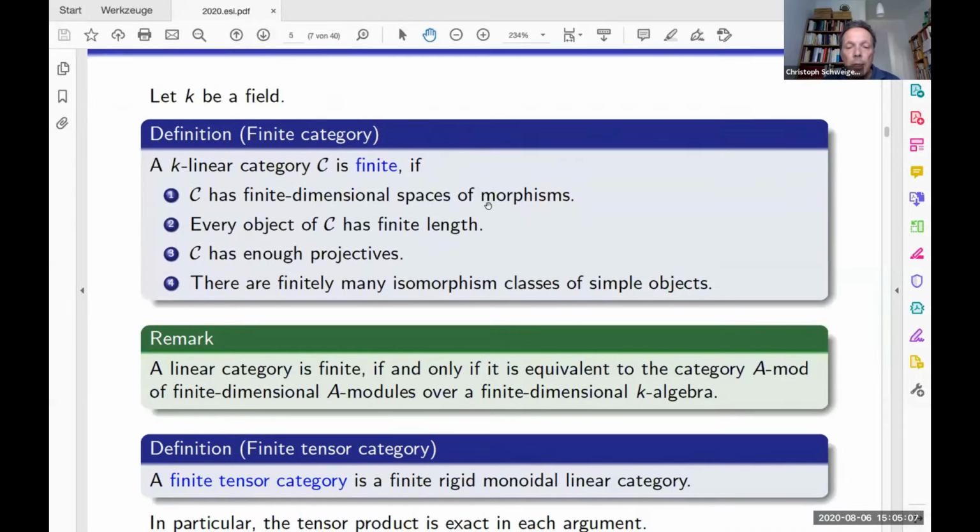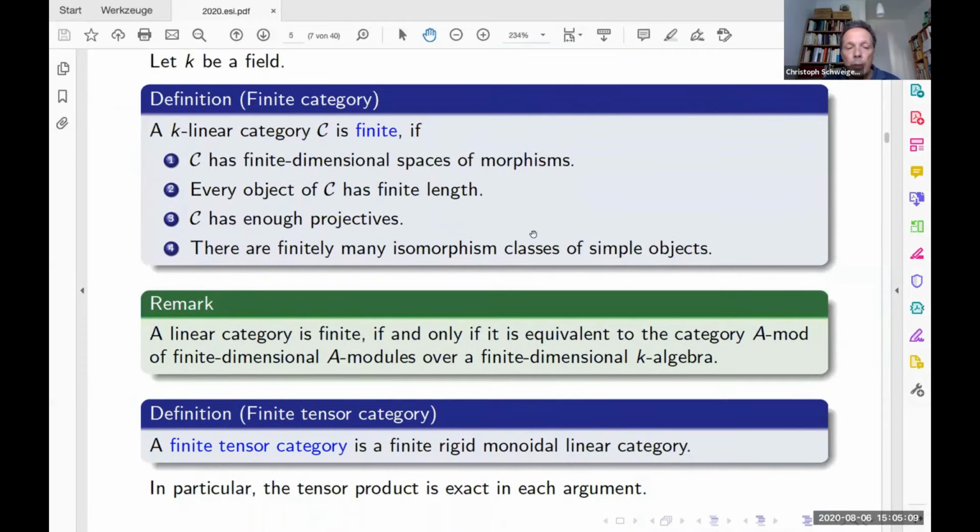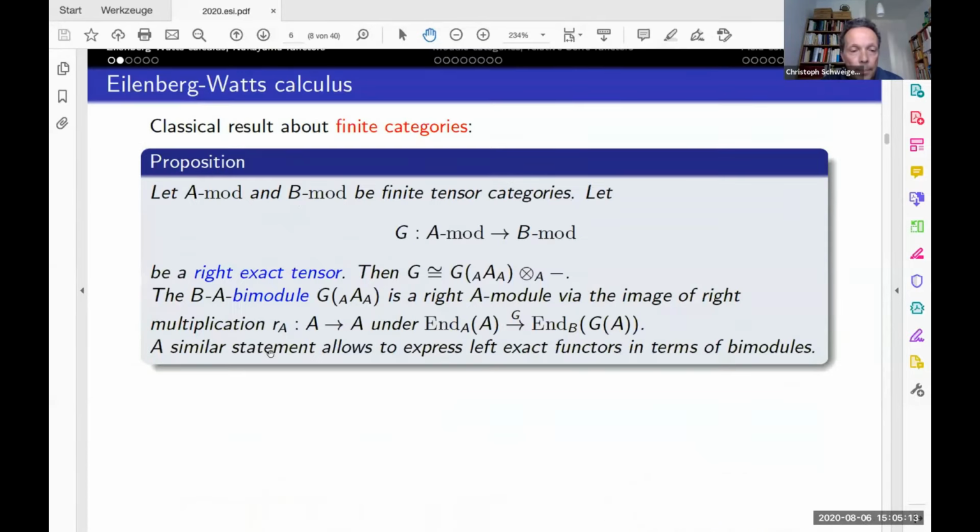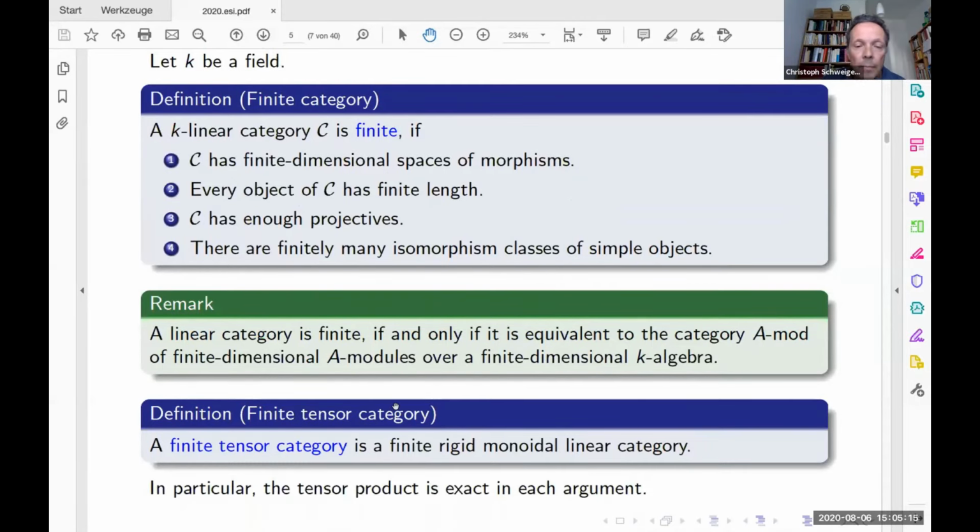And a finite tensor category is then, that's what we are going to use a bit later, a finite category that is monoidal and moreover is rigid. So we have left duals and right duals that will enter quite crucially at the technical level. For example, the tensor product functors in our context will be always exact.